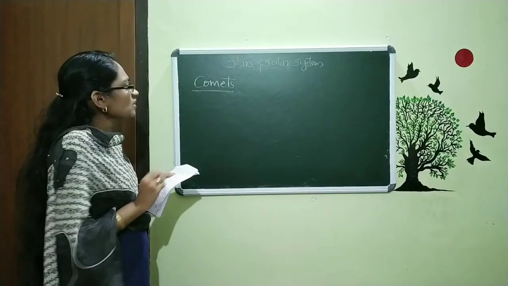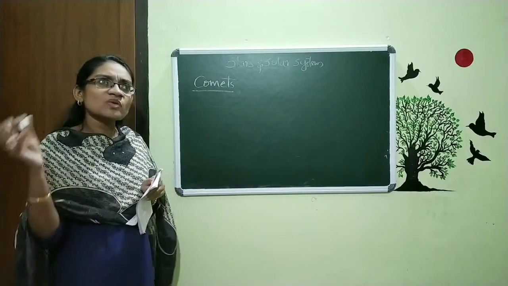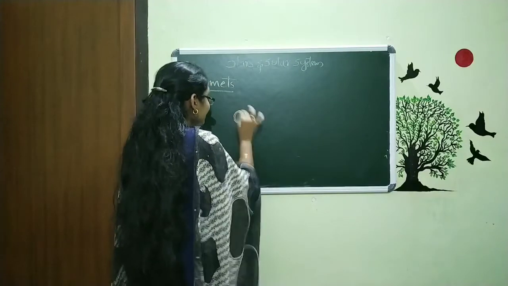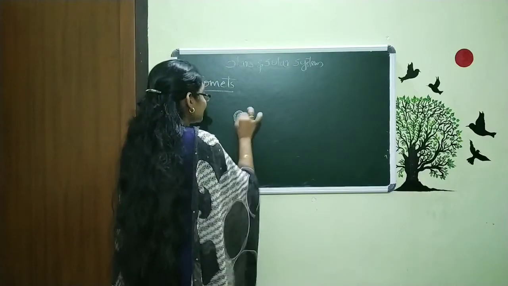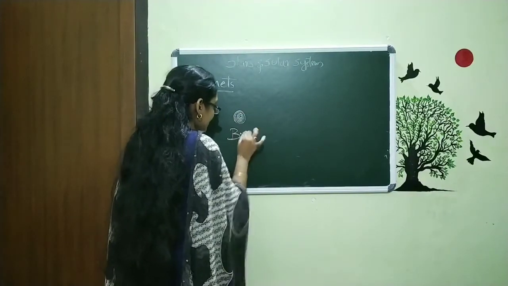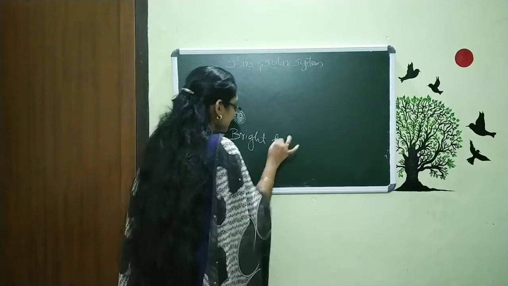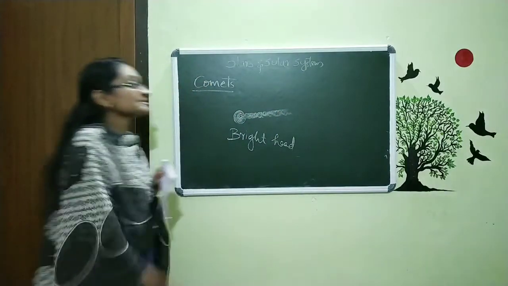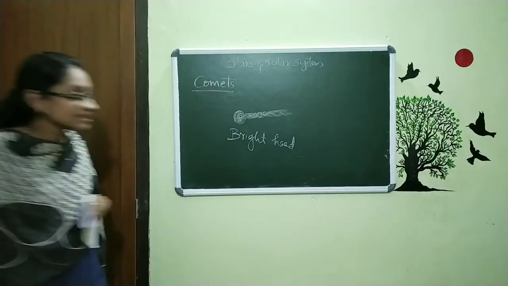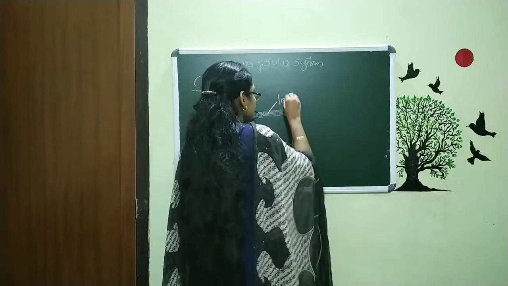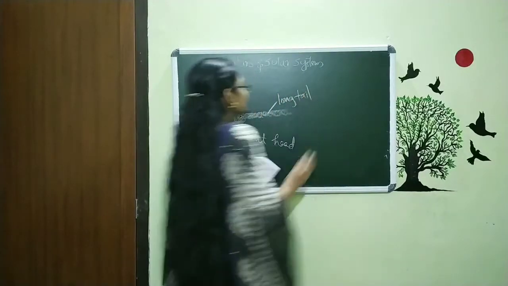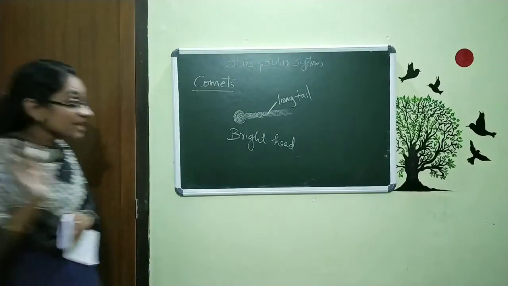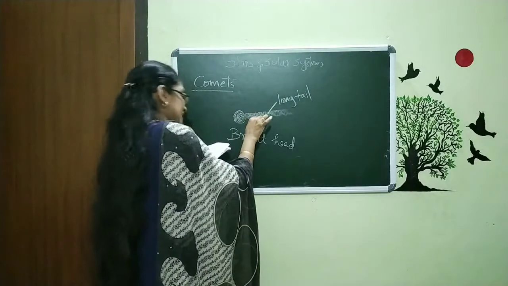We discussed that. Now the question is, what is a comet, or how does a comet look? The thing is very simple. It has a bright head and a long tail. This is actually a type of star. So comets have a bright head and a long tail.